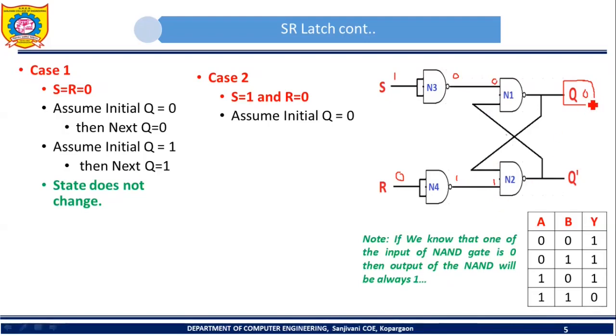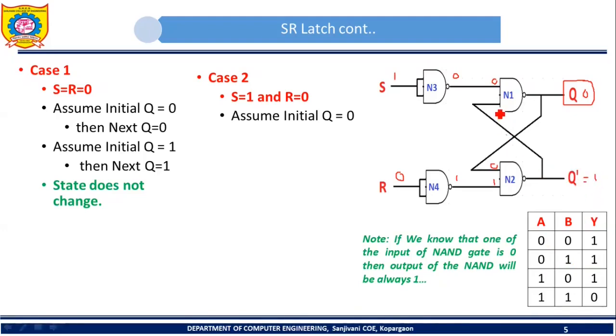Now we have assumed that the initial value of Q is 0, so that Q will become input to N2. Right? So this 0 will become input to N2. And here what are the inputs to N2? 0 and 1. What will be the output of N2? The output of N2 will be 1. So can I say that Q prime will be 1?